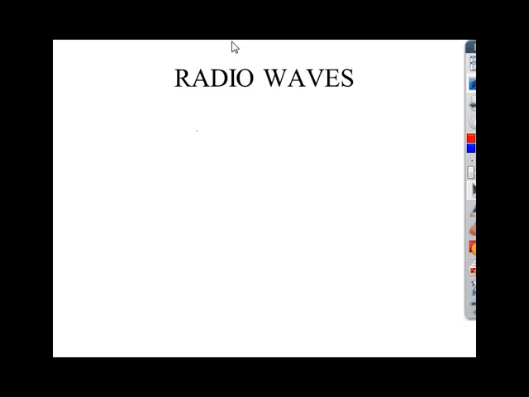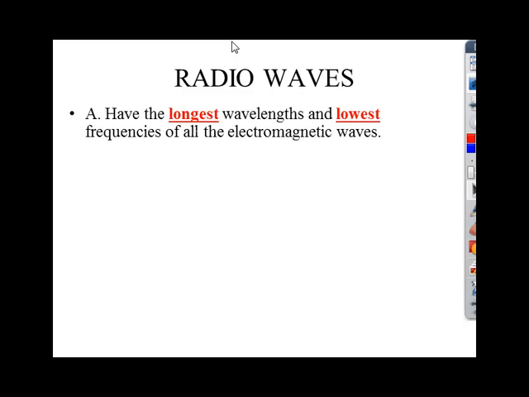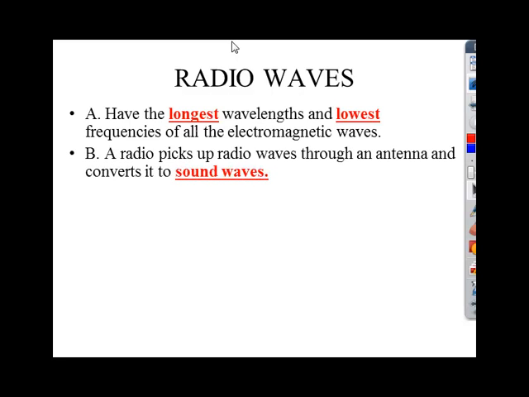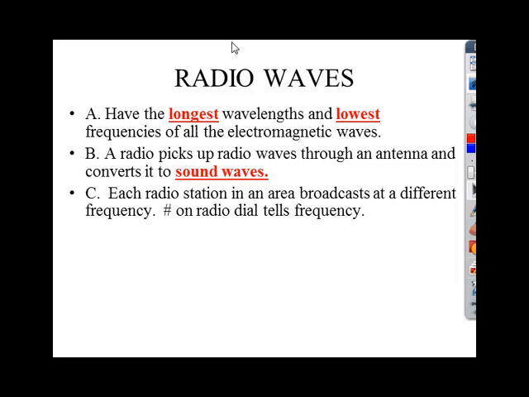So let's talk about radio waves. Radio waves have the longest wavelength and the lowest frequency. Remember that inverse relationship. And when you have a radio, you pick up those radio waves, and in your radio is something called a transistor that changes those radio waves into sound waves so that you can hear them. And we talked about, when we were originally talking about radio waves, that each radio station broadcasts on a different frequency. If they're FM, that's frequency modulation. And if they're AM, it's amplitude modulation. So it just depends on how they pick up the waves and then how the transistor changes them.